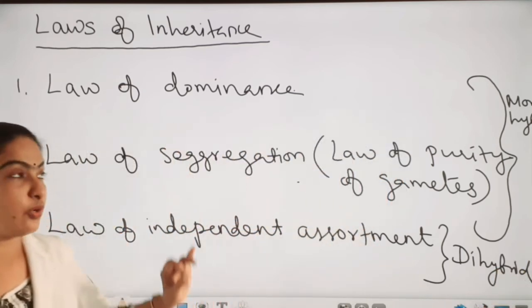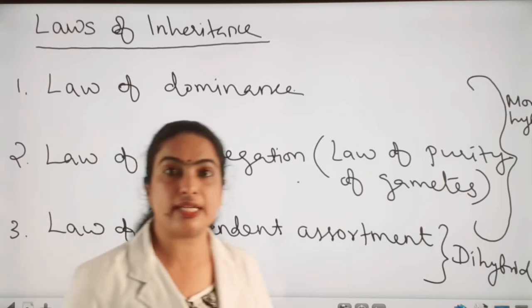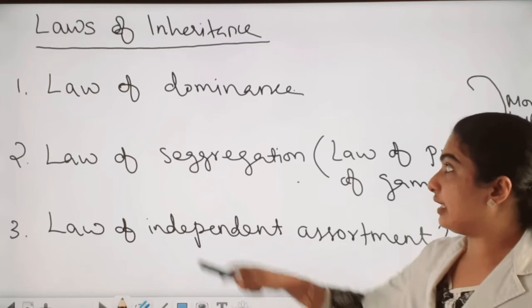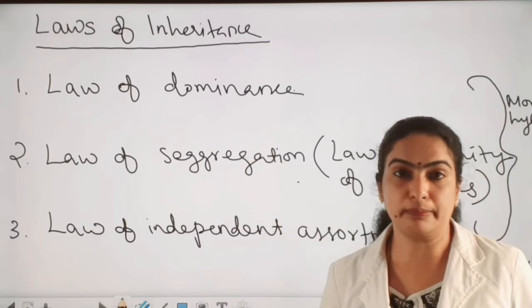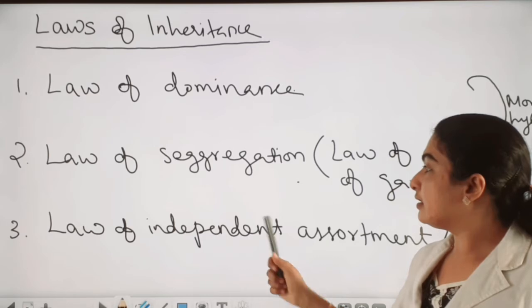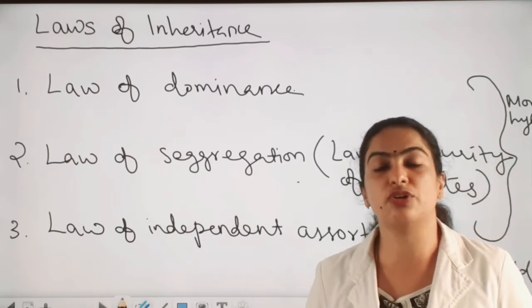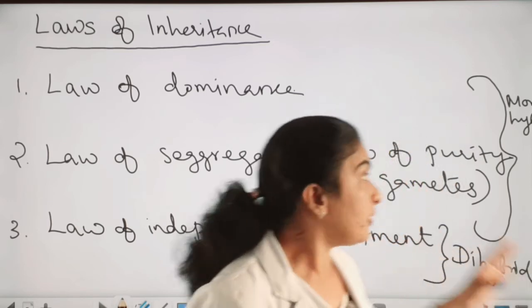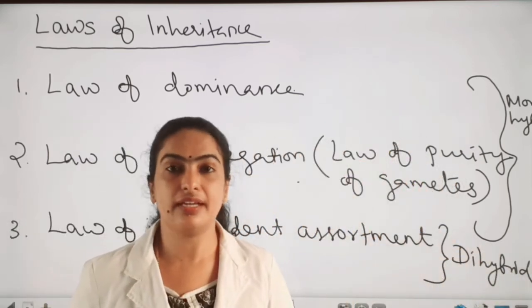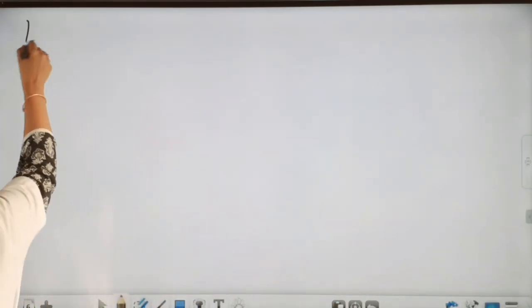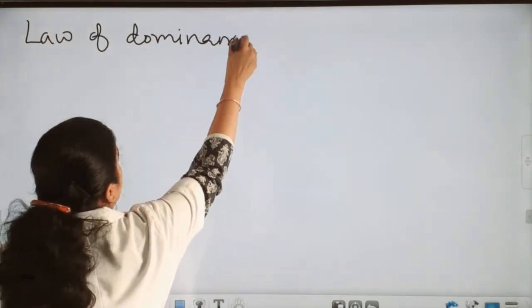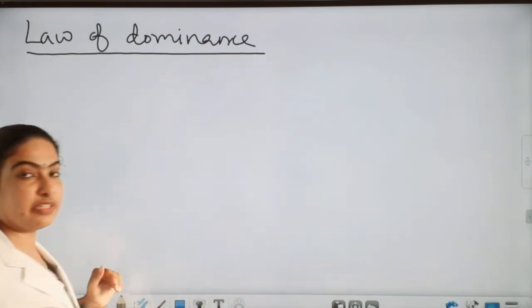Is it clear? So, the three laws under laws of inheritance are law of dominance, law of segregation, and law of independent assortment. The first two laws were based on monohybrid cross, and the third law of independent assortment is based on dihybrid cross. Let's see what are laws of inheritance in detail. First we can see law of dominance. So, law of dominance, the first law of laws of inheritance.